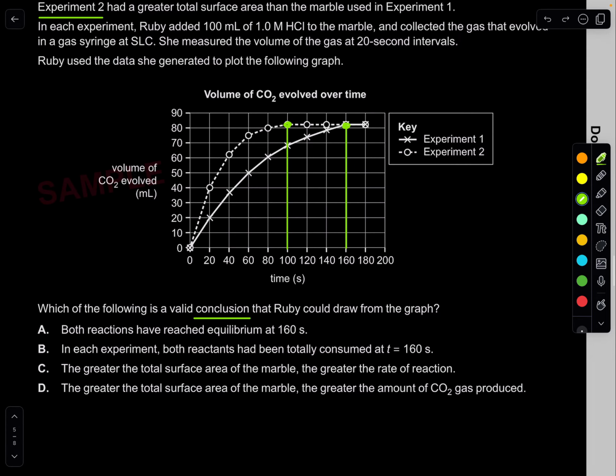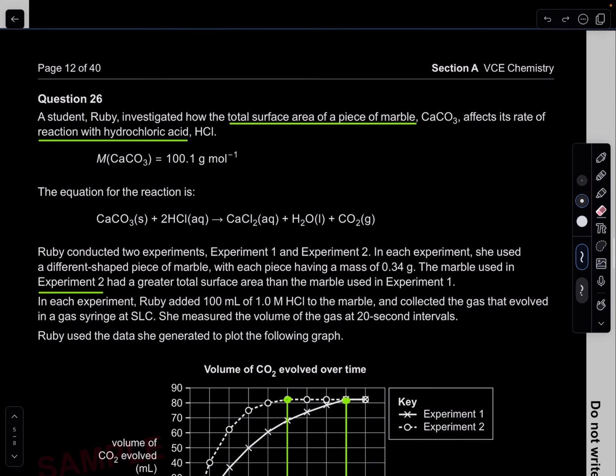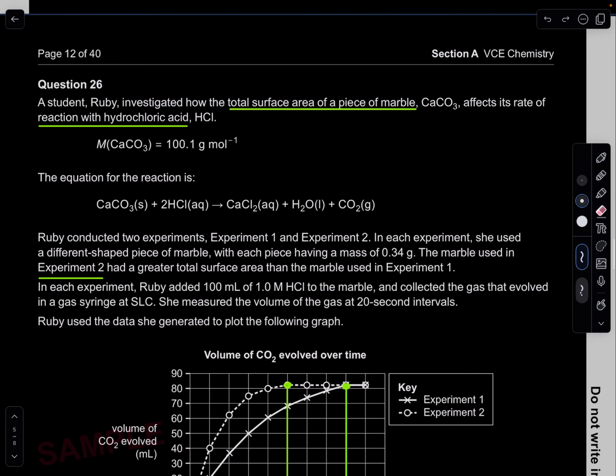Let's have a look at the first one. Both reactions have reached equilibrium at 160. Rubbish. 160 is reached by experiment 1. Experiment 2 reaches it quicker at 100 seconds, we see here. In each experiment, both reactants have been totally consumed at 160 seconds. I don't think so. To check that, you would have to check which one's in excess and which one's limiting. So if there's excess, it means they're not basically consumed.